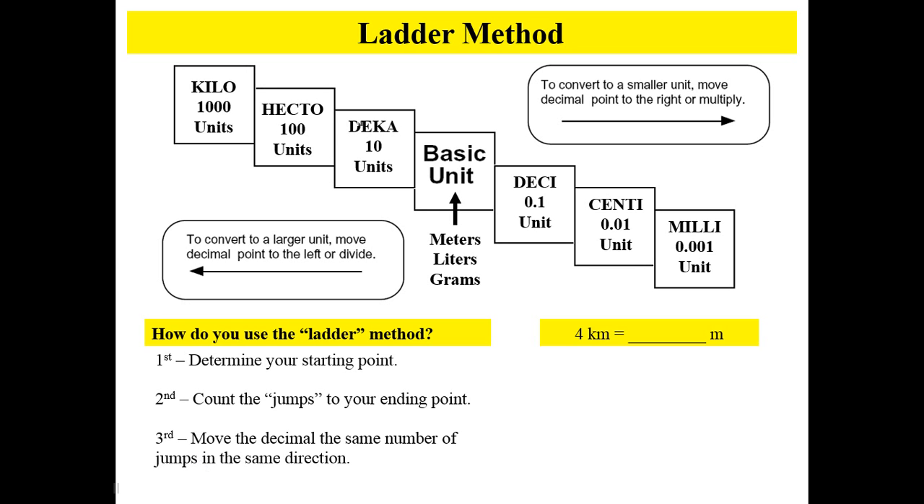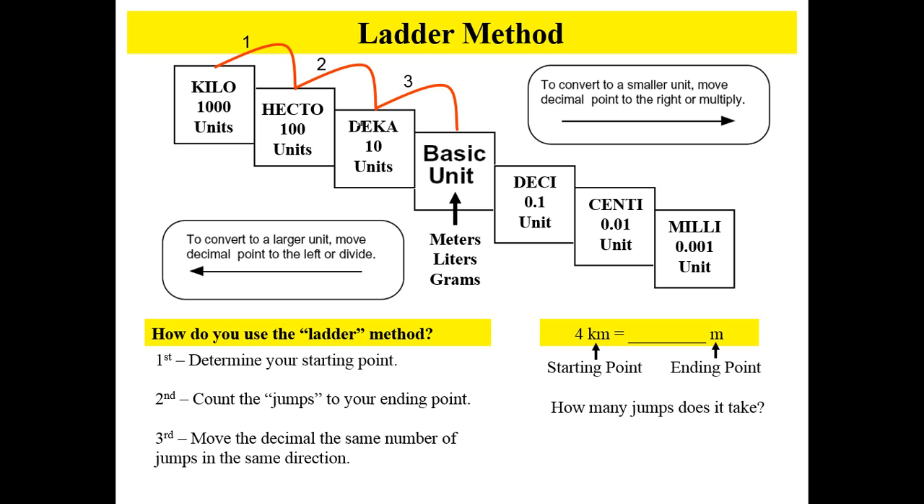Here's an example. If we start with 4 kilometers, we want to find out how many meters that is equal to. 4 kilometers, the prefix starts up here at the top of the ladder. And we're going to end at meters, which is in the middle of the ladder, which is one of our base units. You keep the original number, so you keep 4. Then you decide how many steps or jumps does it take to get from kilometers to meters, or kilo to base. We start with 1, 2, 3. It takes 3 steps down to get to our ending point.